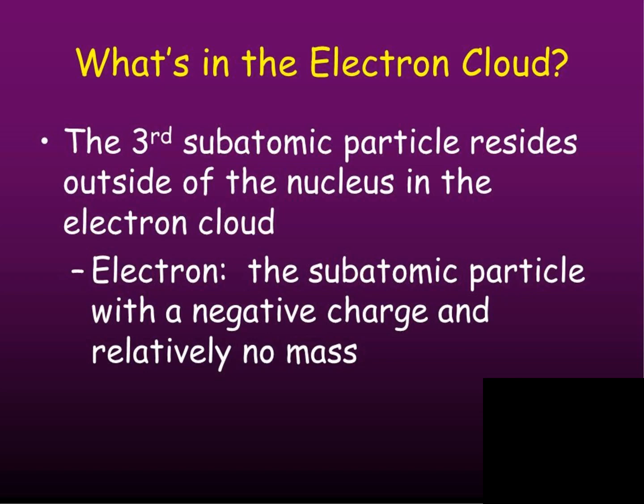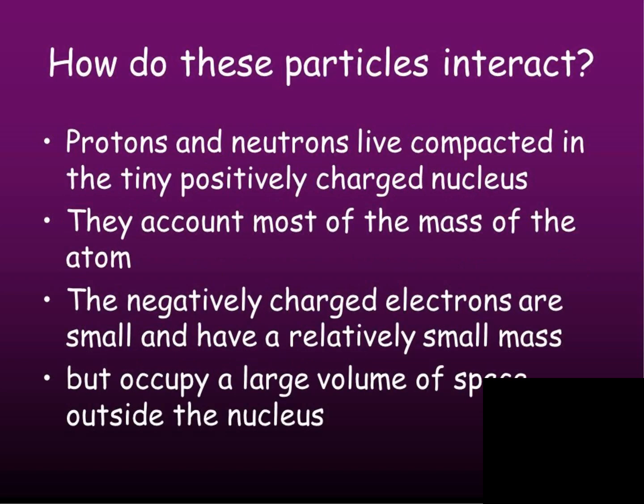The electronic cloud is negatively charged. So this is called the third subatomic particle. The first subatomic particle is protons. Second is neutrons. Third one is the electron. The subatomic particle with a negative charge and relatively no mass is called an electron. Whereas comparatively, protons have the mass as 1 and neutrons also have the mass as 1. So this is called the electronic cloud.